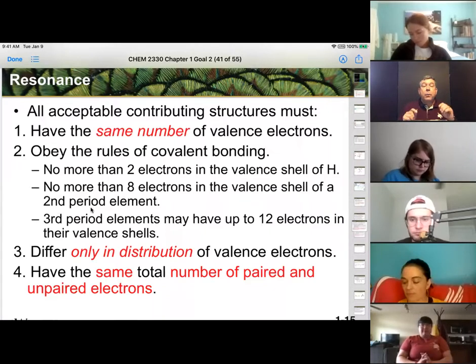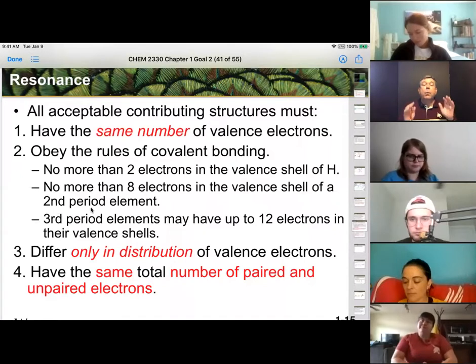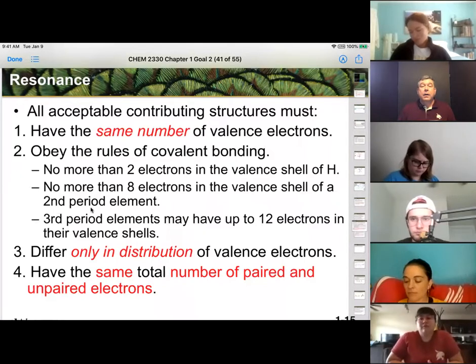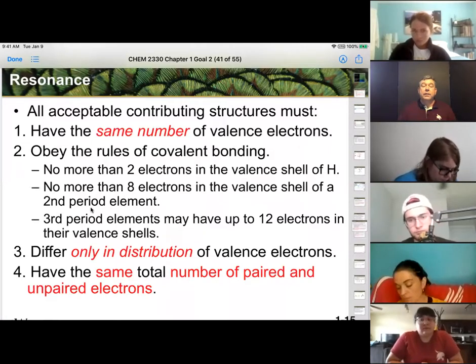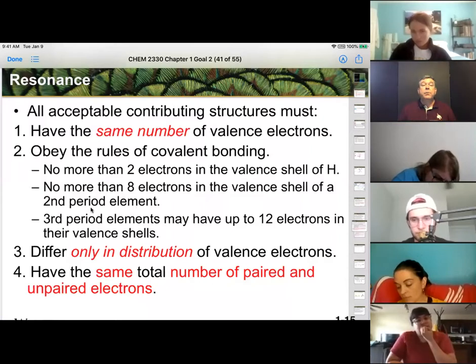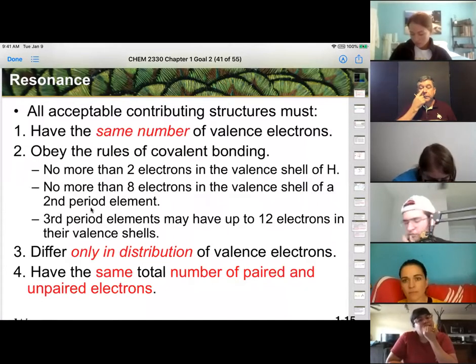Okay. So, what that means is it only differs in where the valence electrons are. Not the number, not the connections, only where those valence electrons are. So you must have the same total number of paired and unpaired electrons in each of your structures to be a true resonance contributor. So every one of the ones that you can draw that's valid will contribute to the overall resonance of the structure.